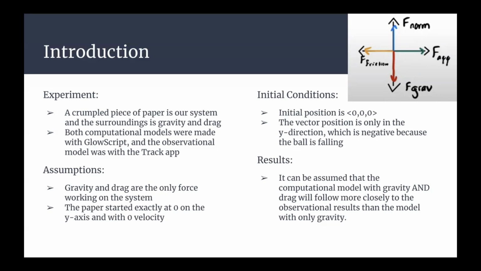Some initial conditions are that the initial position is the 0 vector, and that the position vector is only in the y direction, which is negative because the ball is falling downward. The results can be assumed that the computational model with gravity and drag will follow more closely to the observational model than the model with only gravity.